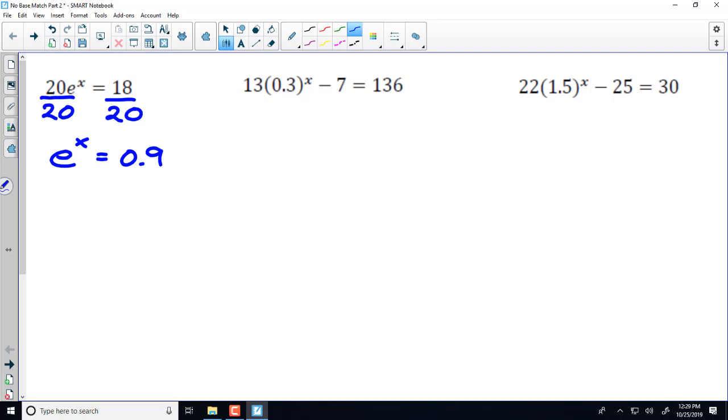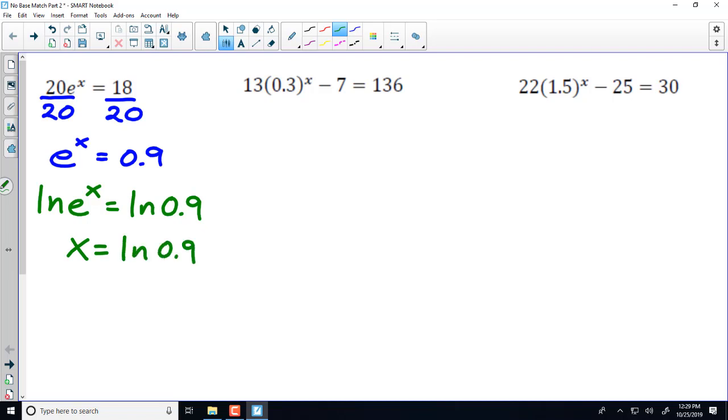So then, once we have e to the x equals 9/10, because our base is e, it is best to take a natural log of both sides. So I will do the ln of both sides like this. And the natural log of e to the x just simplifies down to x because of inverse properties. And we have x equals the natural log of 0.9.